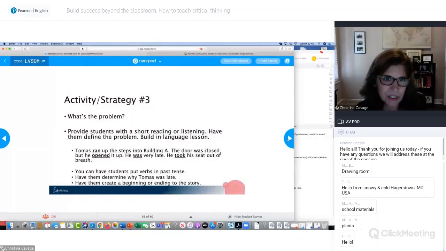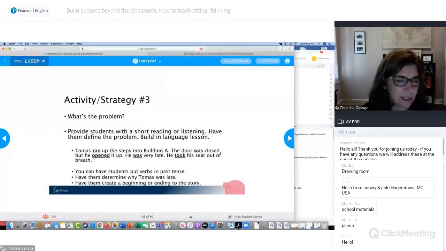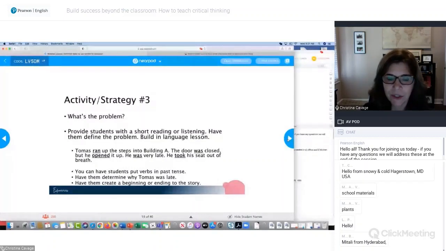Let's look at strategy number 3, something you can do in the classroom. I love to use "what's the problem." And I use it a lot, even when I'm building some grammatical structure or even a listening skill or a reading skill. So I'm providing students with a short reading or listening, and then I have them define the problem. This can be built in easily with any language lesson.